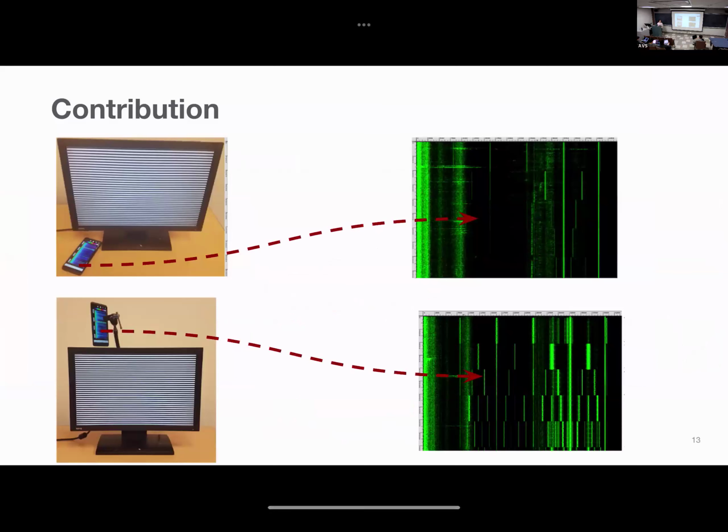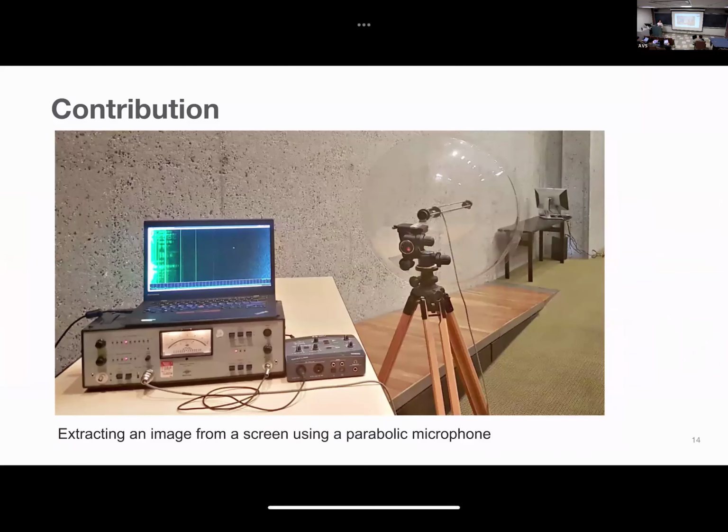Also, it is easier for attackers to place their phones directly near the screens. And they can also visualize and observe the leakage using a parabolic mic 10 meters away from the screen.